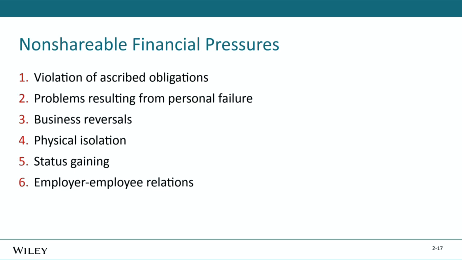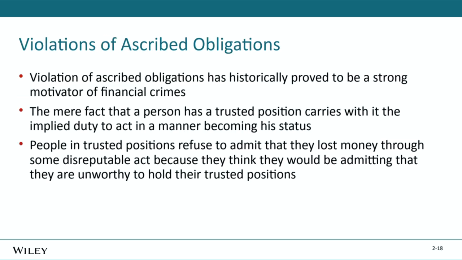Problems resulting from personal failures, business reversals, physical isolation, status gaining, or something to do with the employer-employee relationship where they hate the company, they hate their boss, so now they have this financial pressure to do something about it. So let's talk about each of those. Okay, a violation of ascribed obligation.